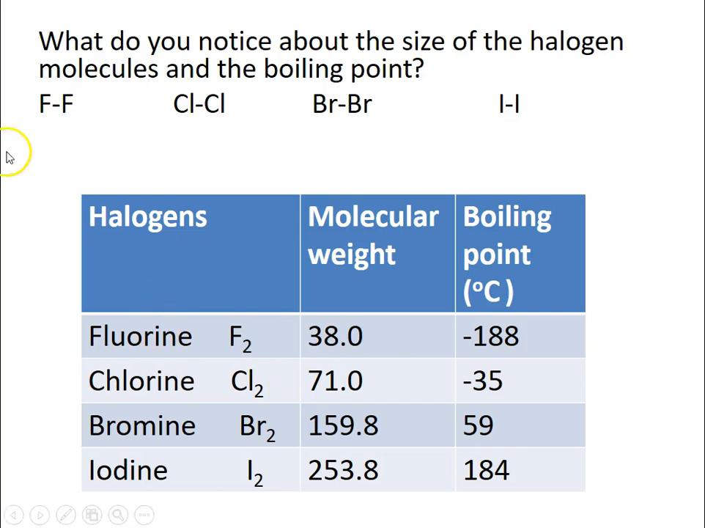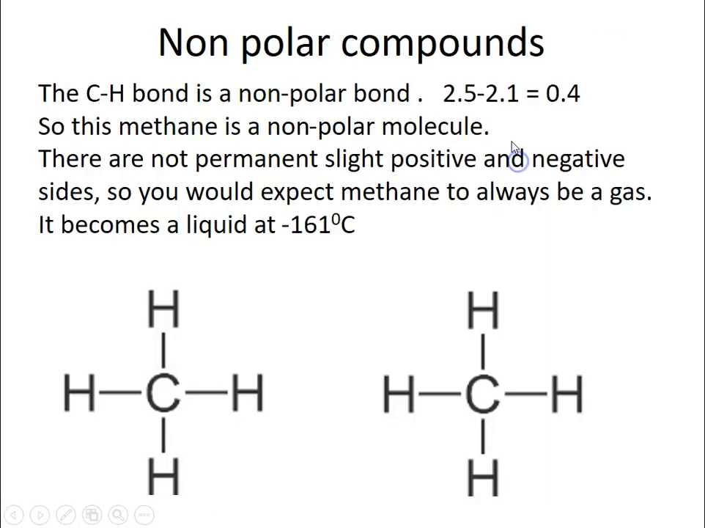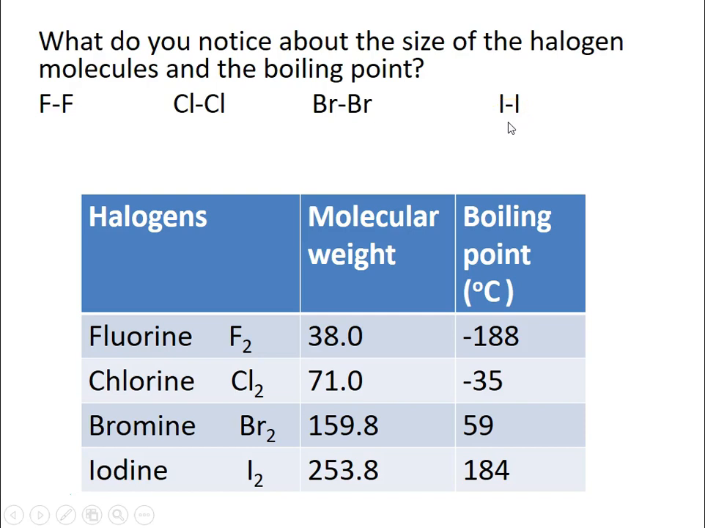However, when you look at fluorine as the smallest one, then chlorine, bromine and iodine, as you get larger and larger atoms, you get more and more electrons, so more and more chance for one side of the molecule to be slightly negative compared to the other side. So iodine molecules would be more attracted to other iodine molecules than fluorine molecules would be attracted to other fluorine. So it has a higher boiling point. Iodine is actually a solid at room temperature, bromine's a liquid, and fluorine and chlorine are gases. So the dispersion forces between iodine molecules are strong enough to keep the iodine molecules together as a solid.